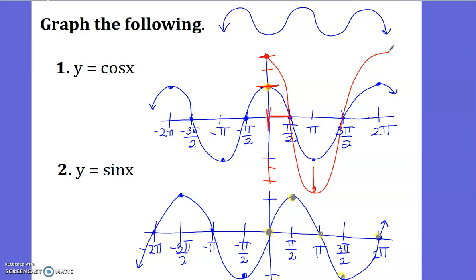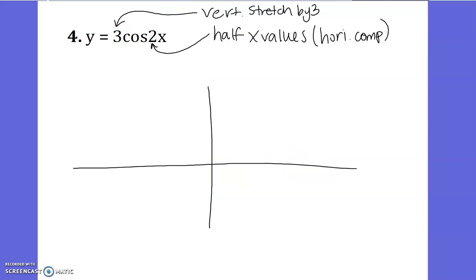Okay? But we also have that 2x. So what does the 2x do? That's halving the x values. So our x value is pi over 2. Well, if I cut that in half, that really becomes pi over 4. If I cut pi in half, that's pi over 2. So we're taking these x values and cutting them in half. So let's see what that looks like.